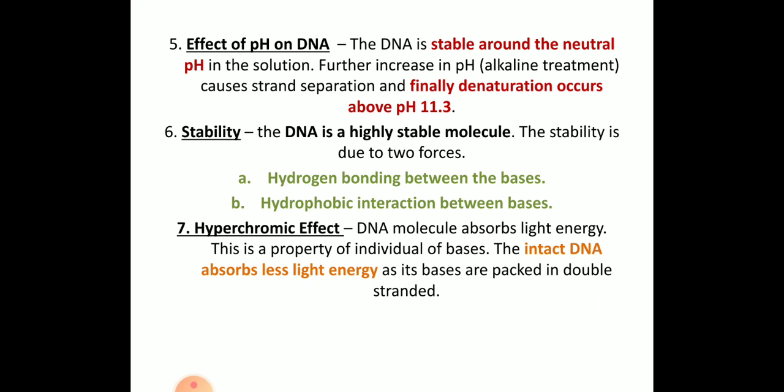And the hyperchromic effect: it is about light passing through, as we already studied in the crystallography method. In crystallography, once monochromatic light is passed, only then can you see the structure of DNA. But here the DNA molecule absorbs light energy, and this property depends on adenine, guanine, cytosine and thymine. Intact DNA absorbs less light energy, based on being packed in the double strand. So these are the important properties of DNA.